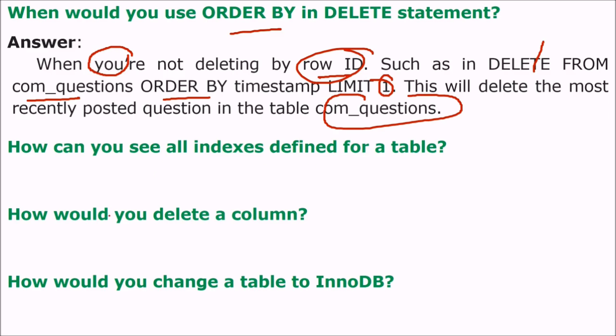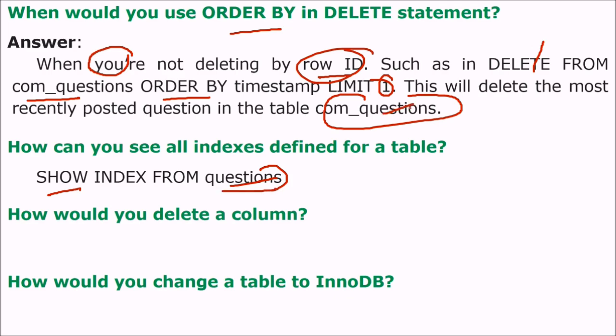How can you see all indexes defined for a table? This is the command SHOW INDEX FROM questions. Questions can be any table, don't worry about these, I'm just taking them randomly. The basic idea is to understand the keywords which are in upper case.